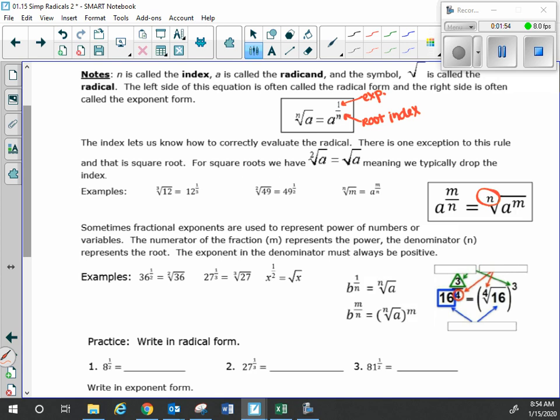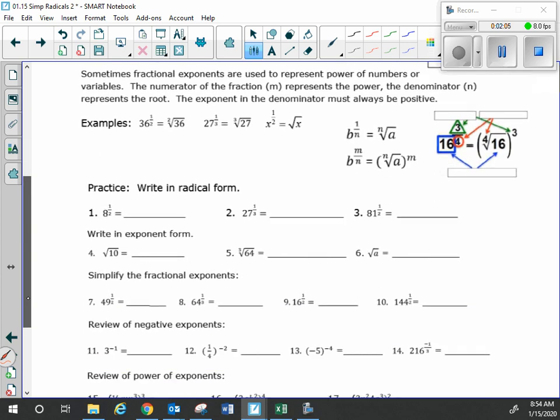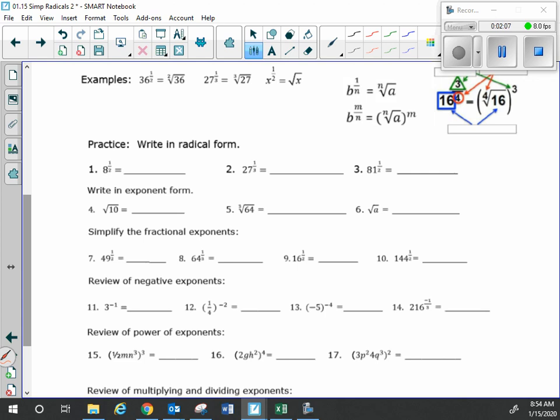So 12 to the power of 1/3 is the cube root of 12. 49 to the power of 1/2 is the square root of 49, which is just 7, so on and so forth. Okay, so let's look at these ones they want us to write in radicals. 8 to the power of 1/2. How can I rewrite that as a radical? What's the index? 2. So it's a square root of 8 to the first power, which is just 8.